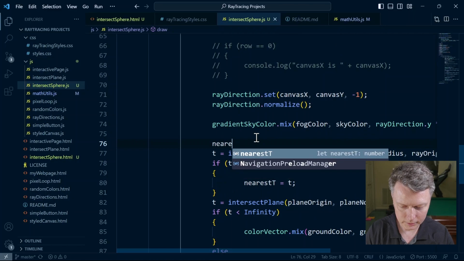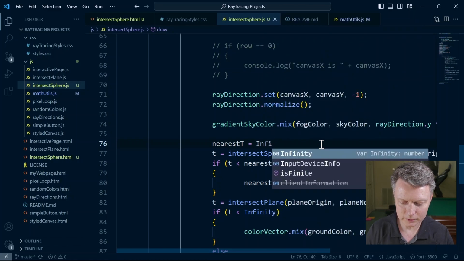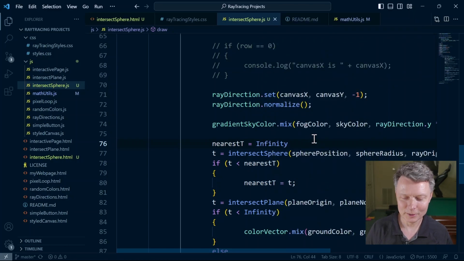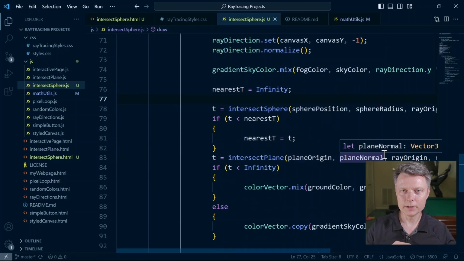So nearest t equals infinity. We're giving it the worst record possible. So the nearest t is the farthest thing away at this point. And so we put a semicolon at the end there and hit enter. And now as the ray tracer goes through each pixel, it starts out with a nearest t of the worst possible value, so infinity, far away.